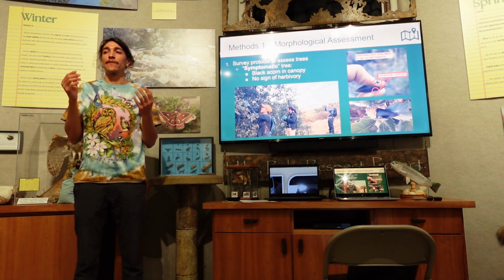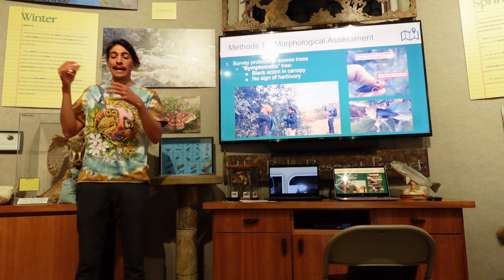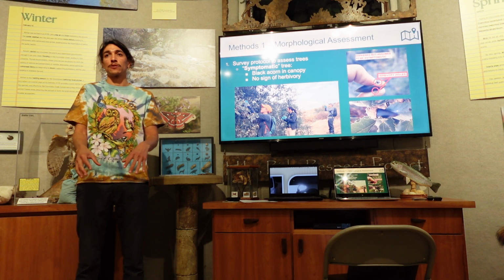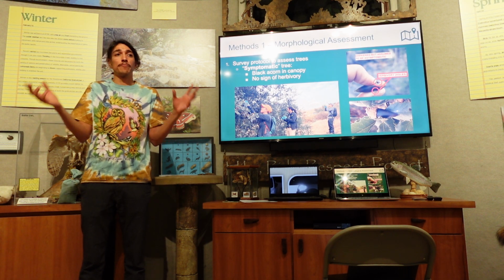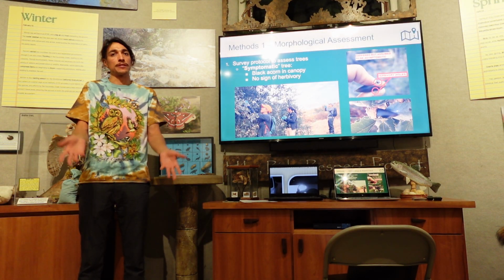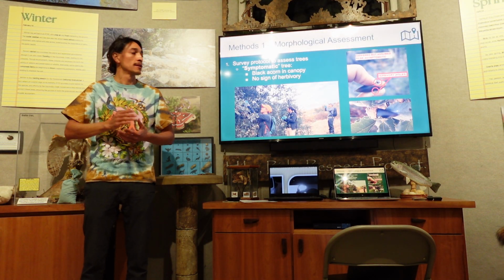of herbivory. And again, it's very crucial that we collected them directly from the canopy and not from the ground, because as we learned earlier, once an acorn hits the ground, it's open game for anything, so that black coloration could be attributed to something not genetically passed on.